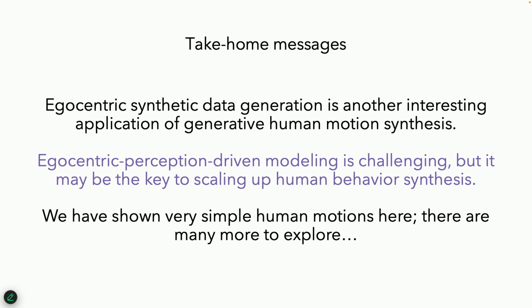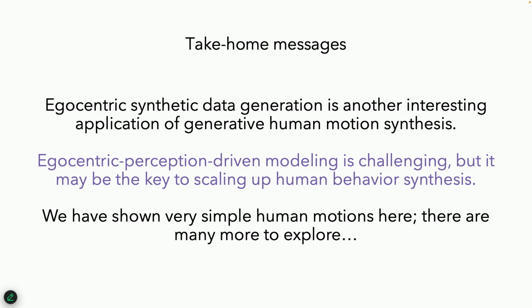Yeah. So what are the take-home messages here? I think one thing is that egocentric synthetic data generation is another interesting application of generative human motion synthesis. There are more and more people studying generative motion synthesis, and lots of people consider humanoids an application for this line of work, right? But I think egocentric synthetic data generation really needs realistic human behaviors, and this is a very interesting application for motion synthesis.